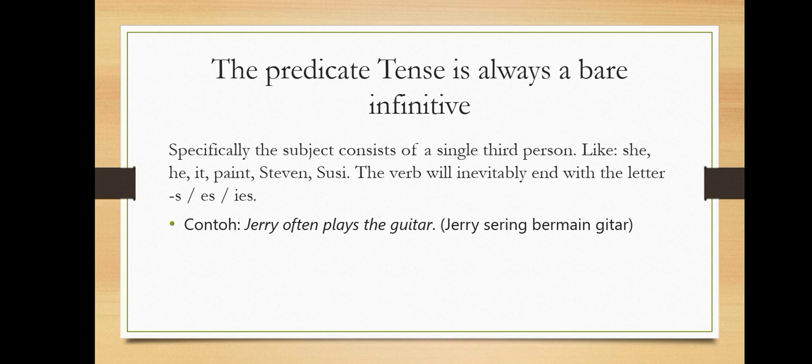Specifically, the subject consists of a single third person, like she, he, it, Paint, 7, sushi. The verb will have the letter S or ES added. For example, Jerry often plays the guitar. Jerry sering bermain gitar.